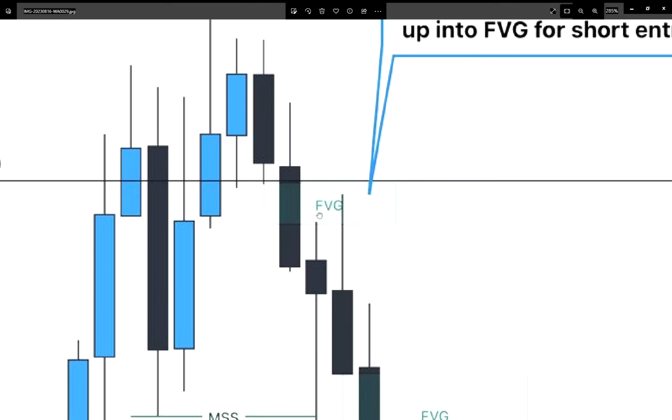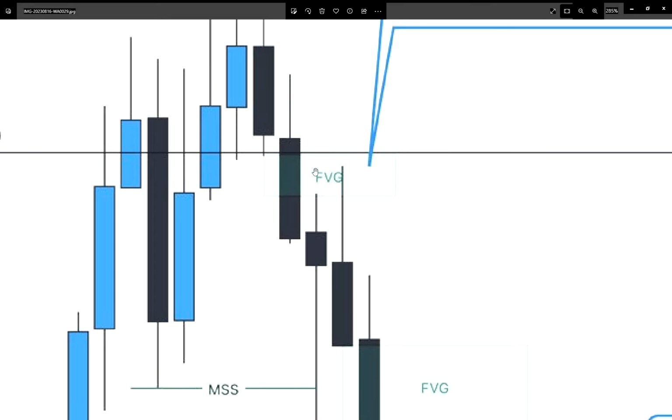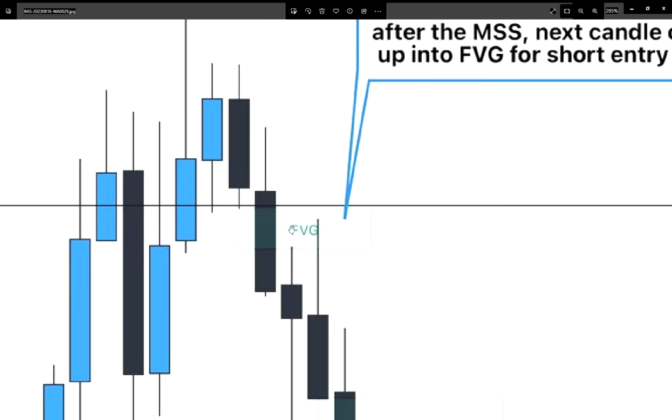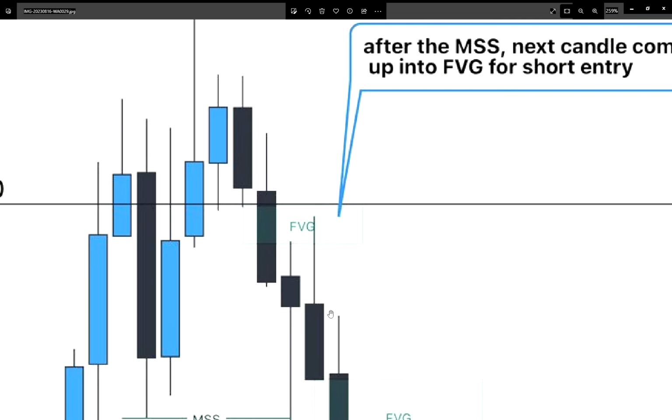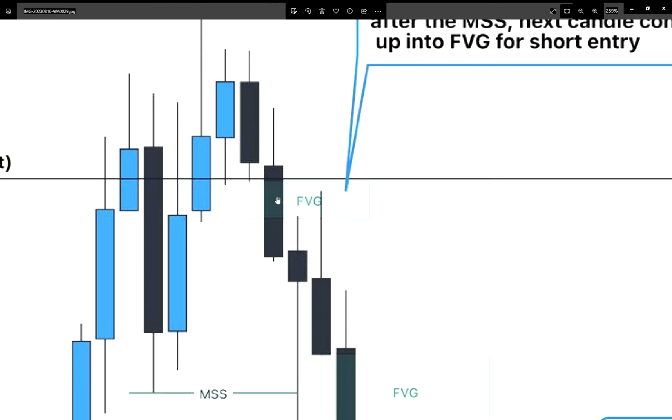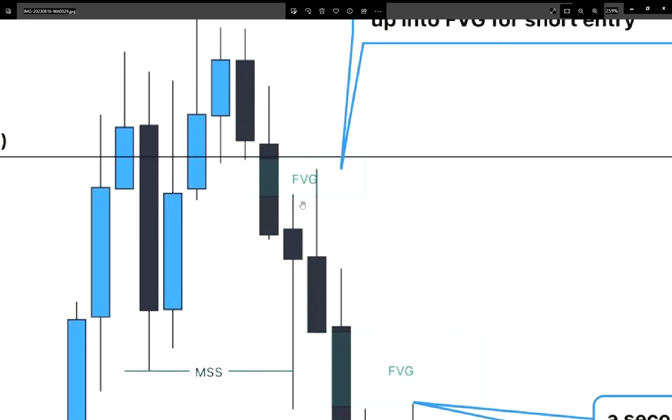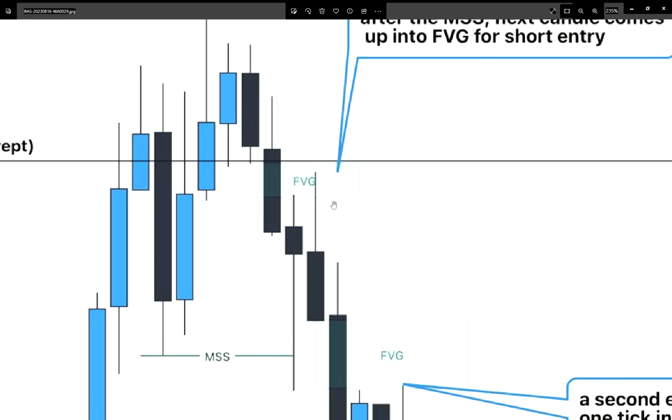For this one, if you've ever heard ICT speak, he talks about a 3-candle impulse, which really means it just takes 3 candles. So pretend this is candle 1, candle 2, and candle 3. These are the 3 candles right there.